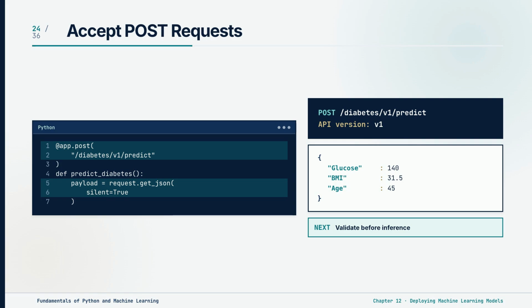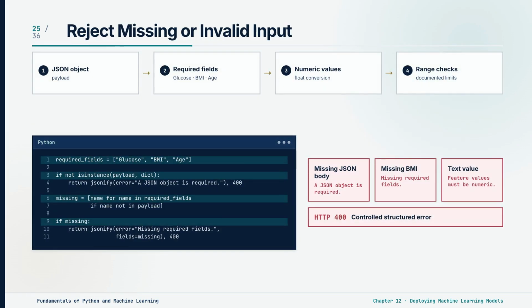The next step is to validate the payload before sending anything to the model. Never assume that a client sends complete or valid data. First, confirm that the payload is a JSON object. Define the required fields: glucose, BMI, and age. Create a list of fields that are missing. If any are absent, return a JSON error with HTTP status 400, meaning the request is invalid. A complete application should also convert values to numbers, reject values that cannot be converted, and apply reasonable range checks. Validation protects the model and gives the client a clear explanation of what must be corrected.